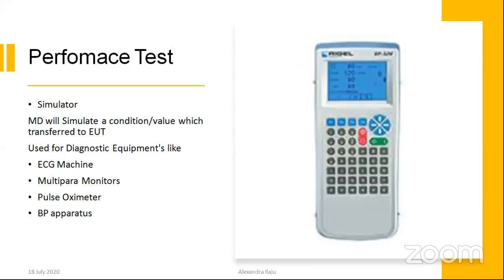So next, first let's see the simulator. This is from Tiger Medical. This is a measuring device which will simulate a condition. Patient conditions, like normal and abnormal conditions, can be set using this kind of simulator. This equipment will simulate the values, and the patient accessories are connected to this simulator. And the values will be displayed on the diagnostic equipment.